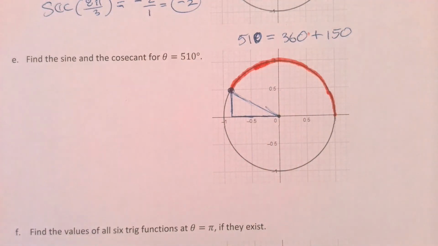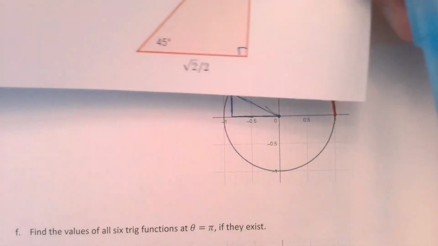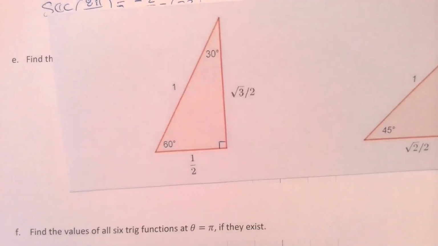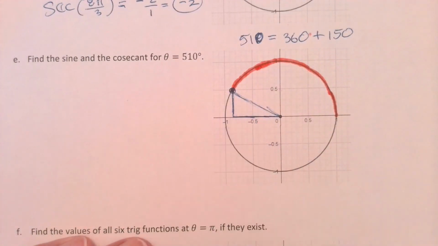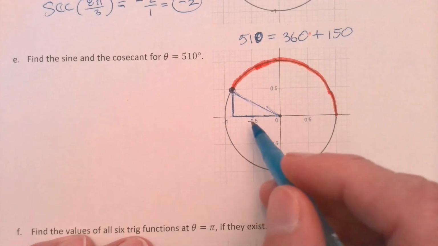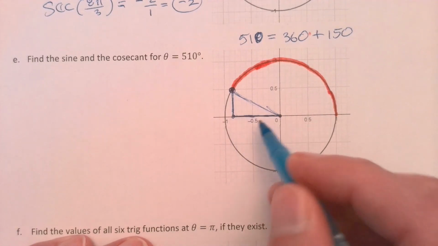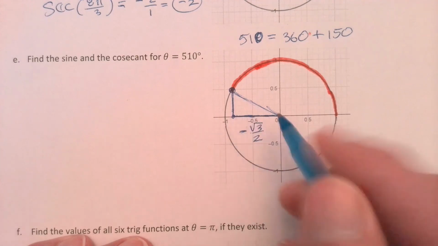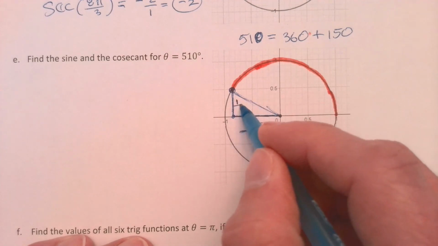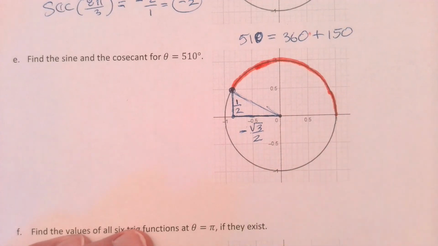Okay. Again, that's not an isosceles triangle, is it? That has different sized legs. A longer one and a shorter one. This is a 30, 60, 90. And so that dimension, the longer dimension, is root 3 over 2, and it's negative because it's to the left. This dimension is the shorter leg of the 30, 60, 90, and it's positive.